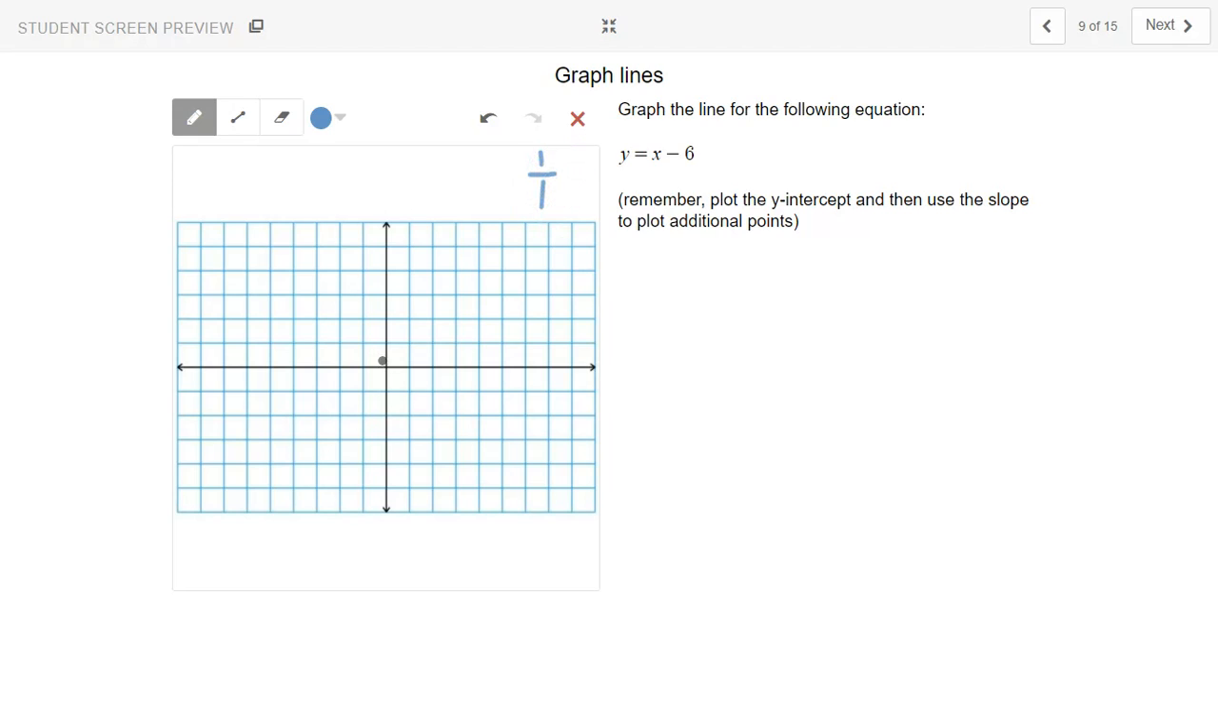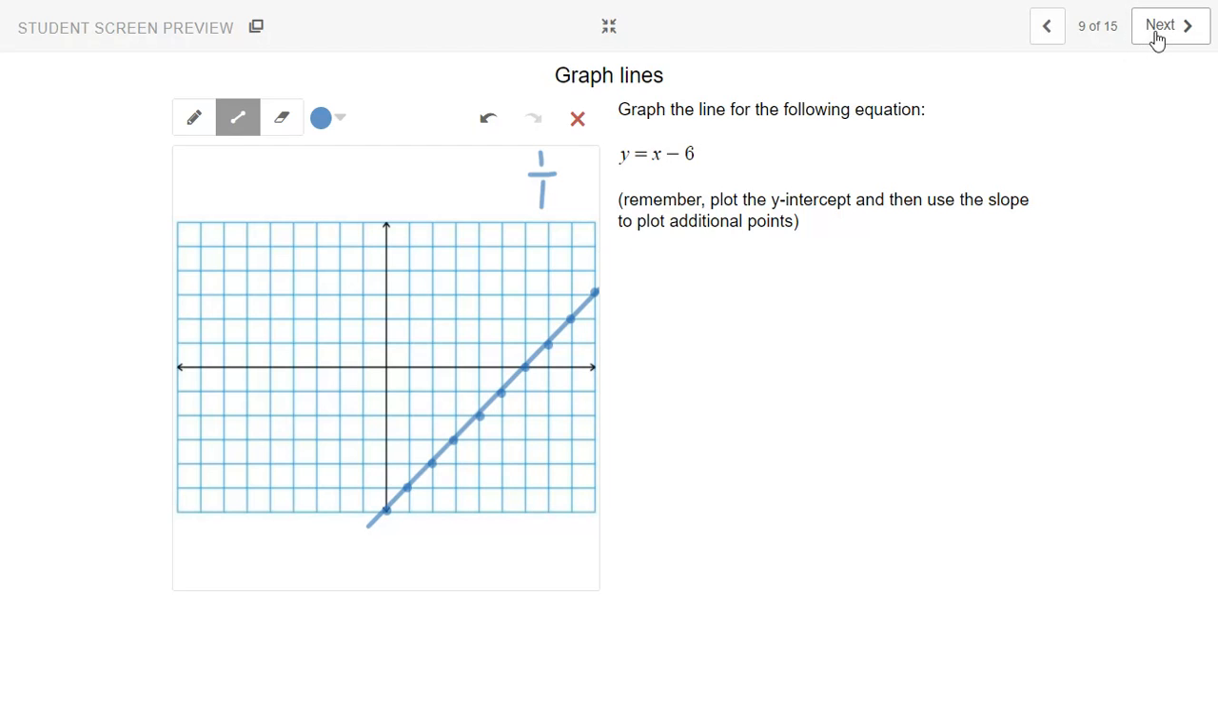So plot the y-intercept of -6. 1, 2, 3, 4, 5, 6. And now we're going to go from that point, we're going to go up 1, right 1, up 1, right 1, up 1, right 1, up 1, right 1. Draw our line through the points. And that's the graph of this equation.